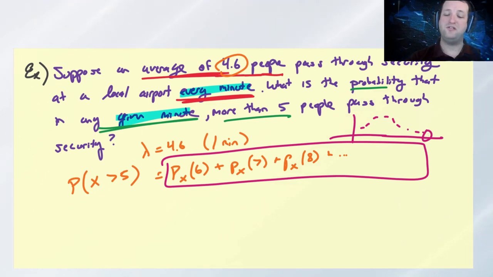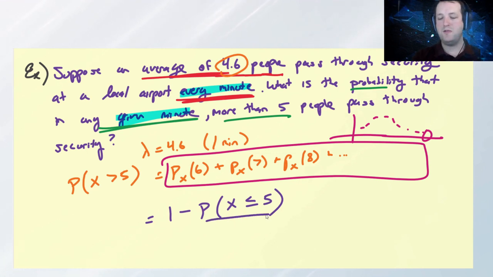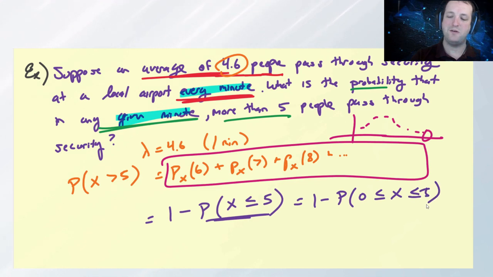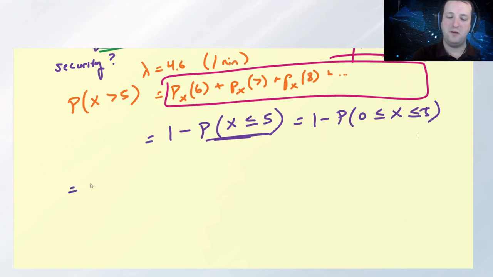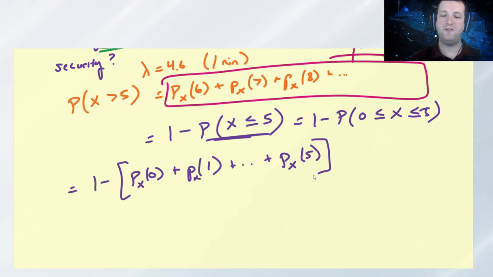So the best way you can actually solve this is to take advantage of the fact that Poisson is bounded below. We can always approach this type of problem from the complementary perspective. So this is going to be equal to 1 minus the probability that x is less than or equal to 5. And this is bounded below because that's the same as 1 minus the probability that 0 is less than or equal to x is less than or equal to 5. So what I can do is find each of those probabilities. That's going to be 1 minus the probability that x is equal to 0, plus the probability that x is equal to 1, plus all the way up to the probability that x is equal to 5, and evaluate that.